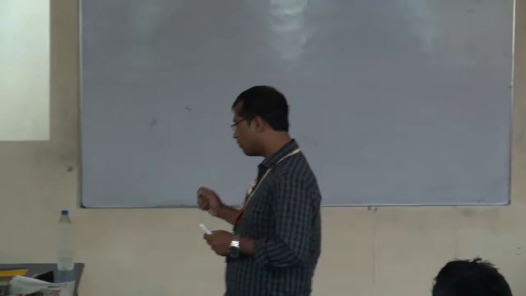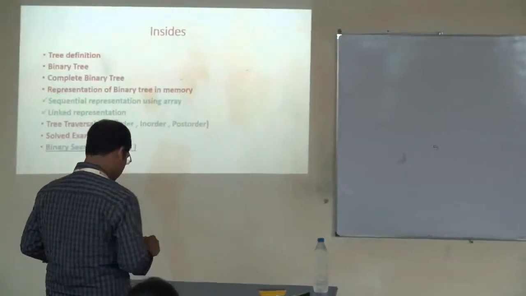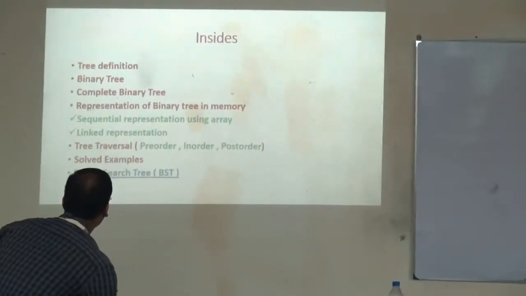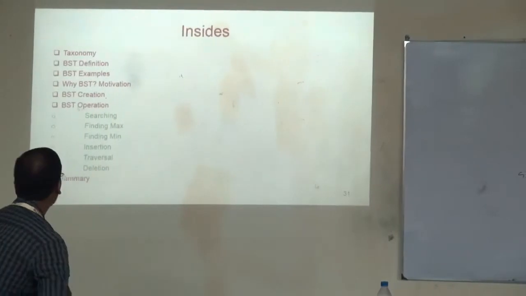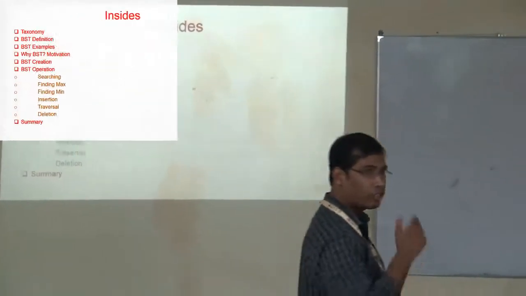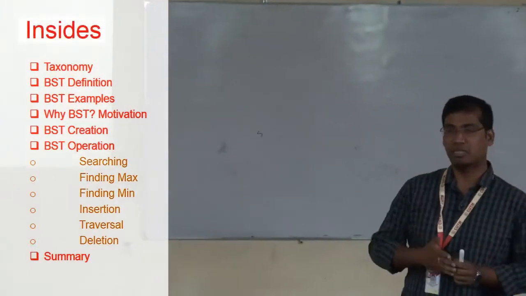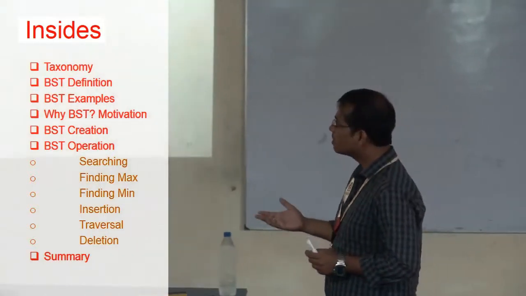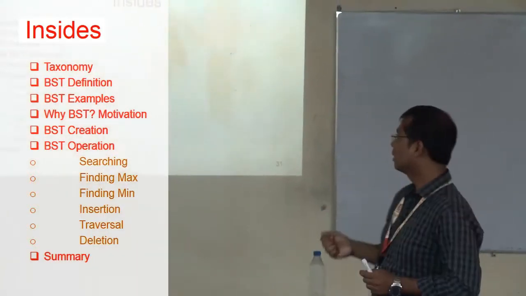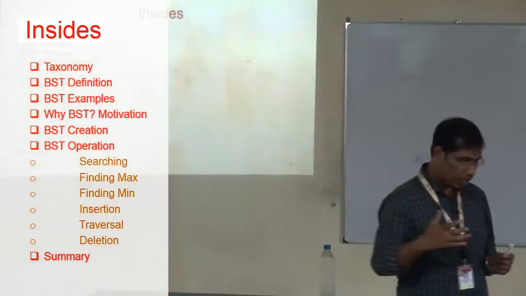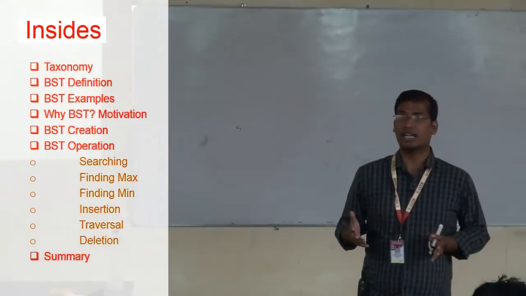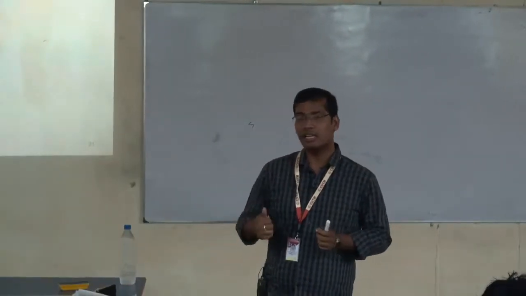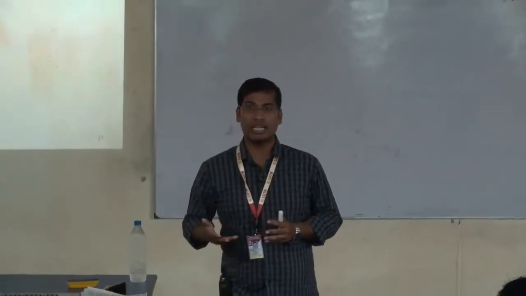Then what specifically will we touch in binary search tree? Just have a look at the subtopics. In today's topic we will discuss the taxonomy, then the definition of binary search tree, then we will see some examples of binary search tree. And of course, as we know, there are different kinds of data structures: array, stack, linked list, queue, everything. Then why will we learn a new data structure, that is BST?